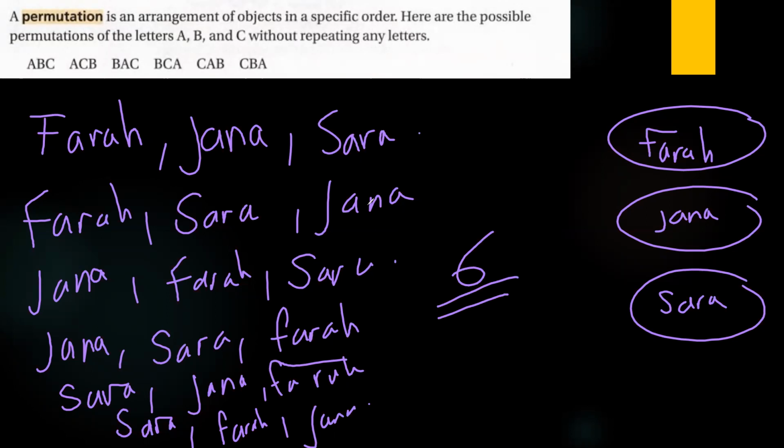Now, what's the formula that we can use to find the number of arrangements? Can I write all the names of the girls every time? What if I forget one? So there is a formula that we can use to find the number of permutations. We call it n factorial. But before using it, let's solve this problem here.